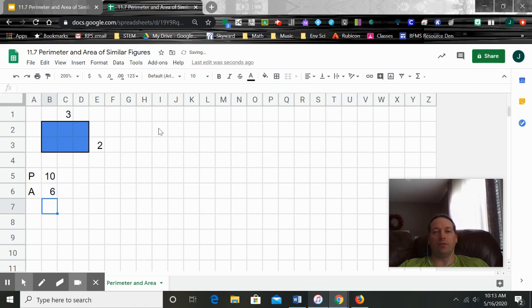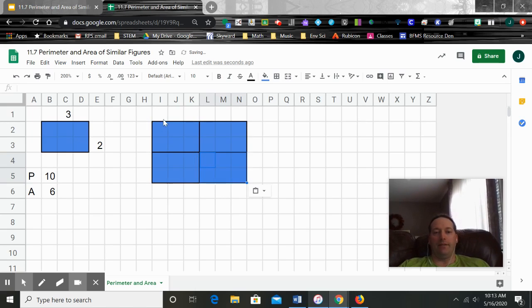So let's say we were to double the length and the width. Okay, so what does that look like? If I double the length, right now it's 3, so it needs to become 6. So that's a double of the length. Now I need to double the width. So if the width is 2, it needs to become 4. So now I have a 6 by 4. Well, what is the perimeter of this? Well, 6 and 6 is 12, 4 and 4 is 8, so 20. What's my area now? Well, my area is 24.